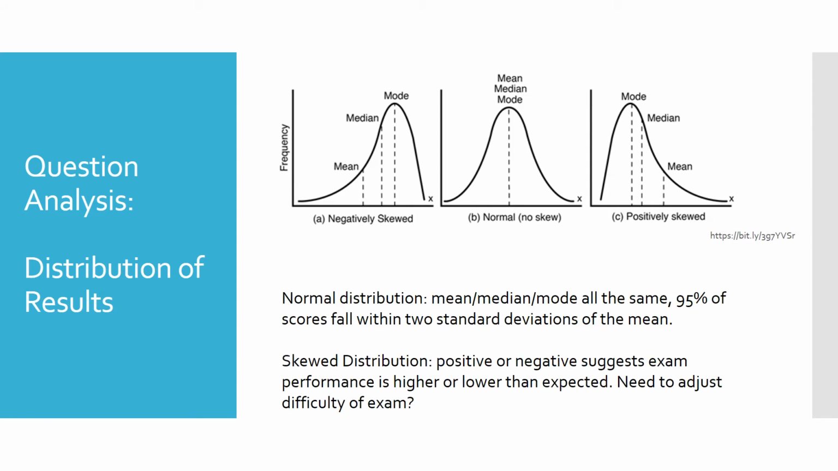If we have a skewed distribution, either negatively or positively skewed, that can tell us that the performance of our students, or the exam that we have given, has not really separated people out into a normal distribution. It means it's probably too hard or too easy, and we might need to adjust the difficulty of our exams.